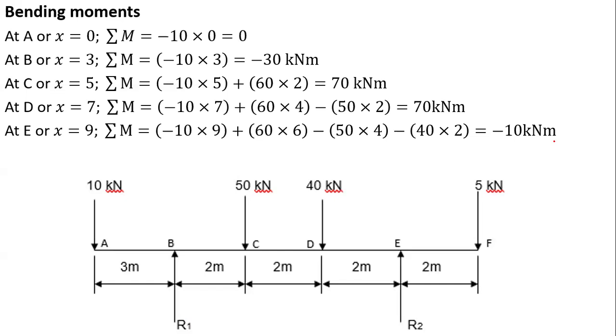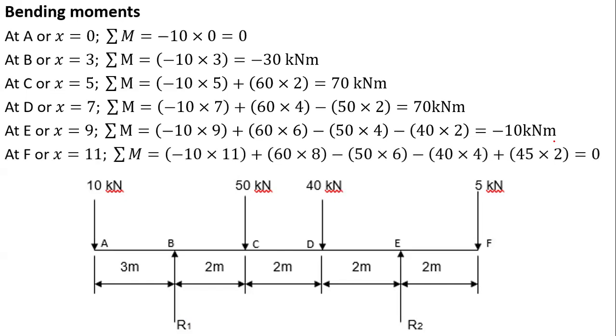Let me get to the last one. Point F. This is again your checkpoint. When I'm at F, my new distance for this is now 11 because it's all this up to there. So that's why I have negative 10 by 11. 60 is now by 8. Then negative 50 by this distance here, which is 6 meters, 2, 2, 2.